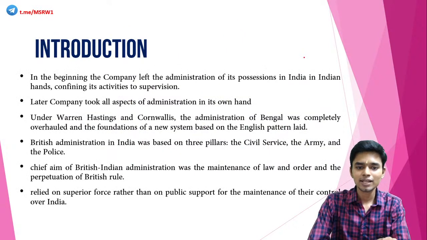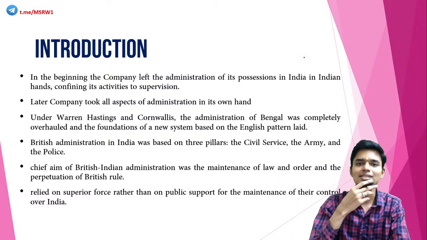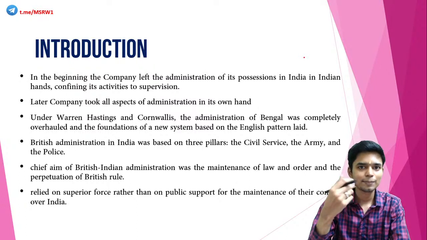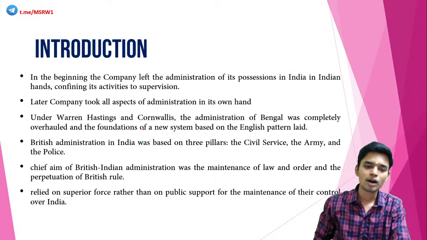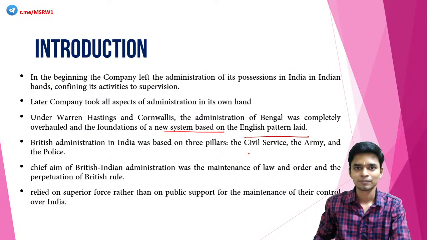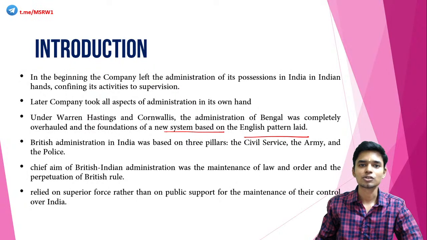So in the beginning, the company left the administration of its possessions in India in Indian hands, confining its activities to supervision. So again, we are going back to the East India Company's initial stages. There, it was merely a trading outpost, a trading company. The administration was left into the hands of Indians. But very soon, they understood that for maximizing their profit, they have to have more control over administration. So during the time of Warren Hastings and Cornwallis, administration of Bengal was completely overhauled, and the foundations of a new system based on English pattern was laid. Okay, so they began to acquire more and more power in the administration of India.